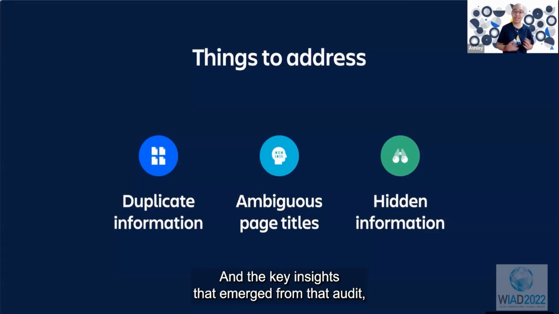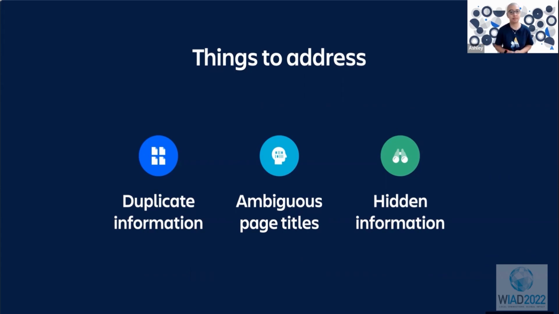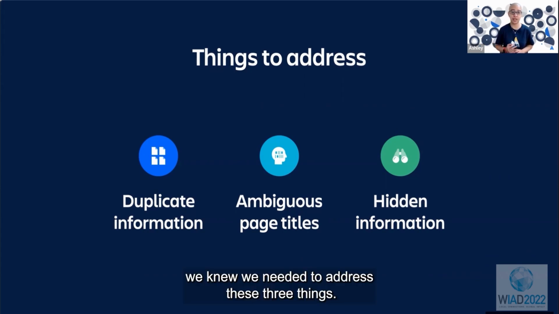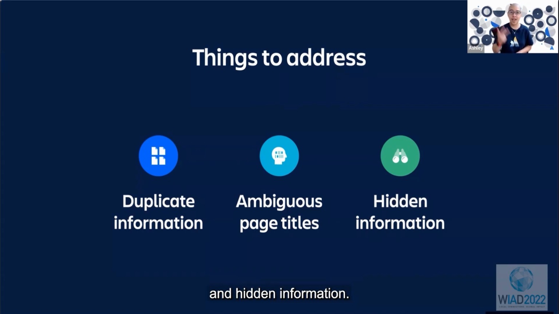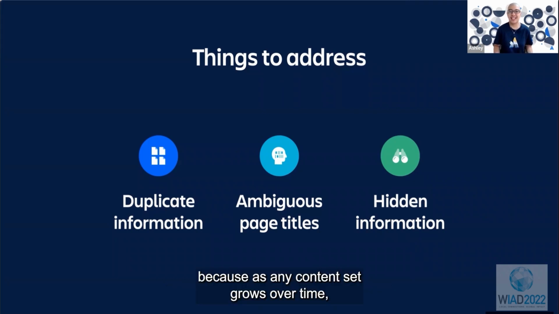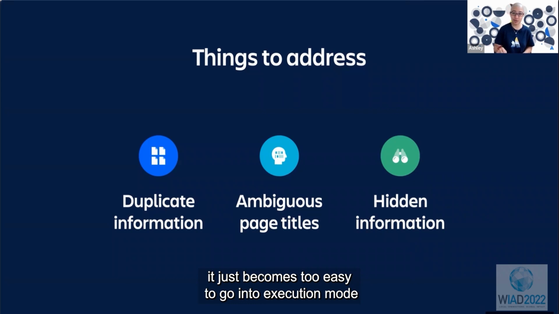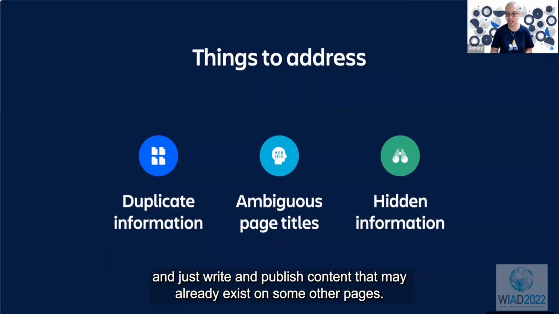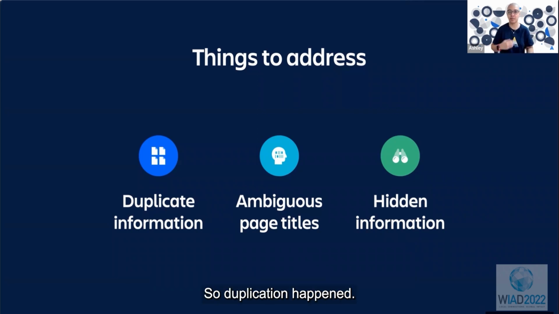And the key insights that emerged from that audit, we knew we needed to address these three things: duplicate information, ambiguous page titles, and hidden information. So we were aware that duplicate information existed on multiple pages, because as any content set grows over time, it becomes too easy to go into execution mode and just write and publish content that may already exist on some other pages. So duplication happened. It just snowballed over time.